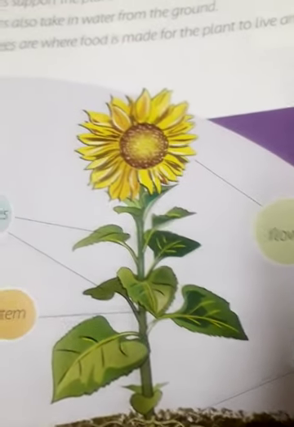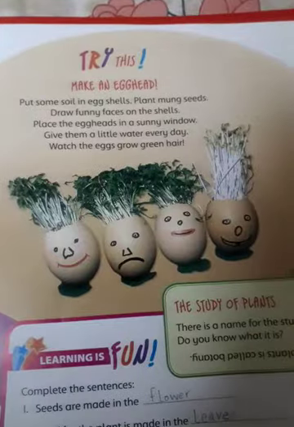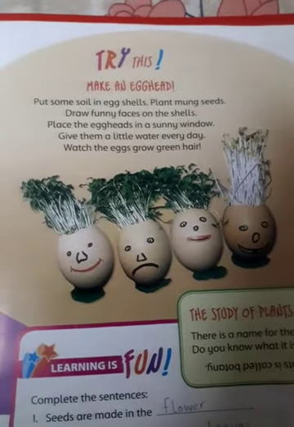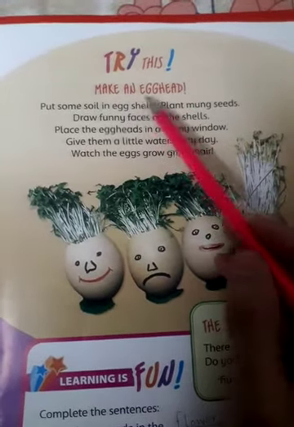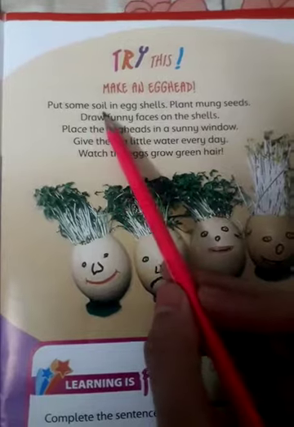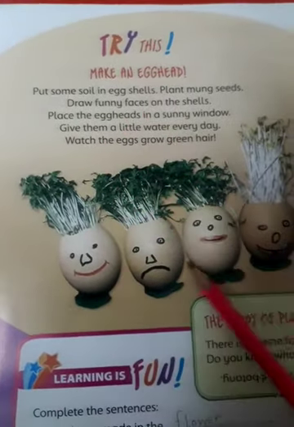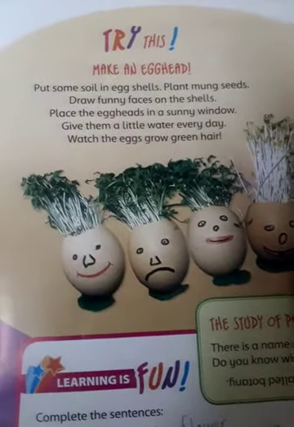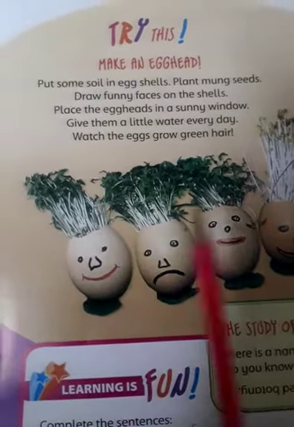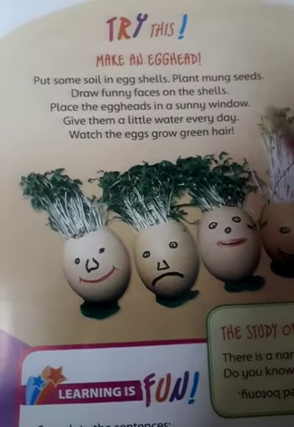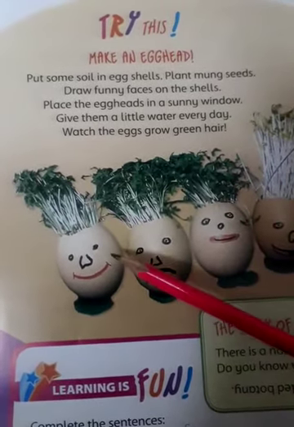Now look at the next page. On the next page, we have some activity. Try this. Make an egg head. Put some soil in the eggshells. First of all, you put soil in the eggshells. Plant mug seeds and put seeds in the shells.